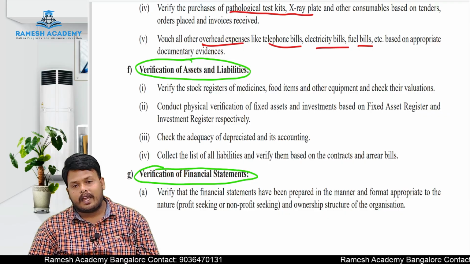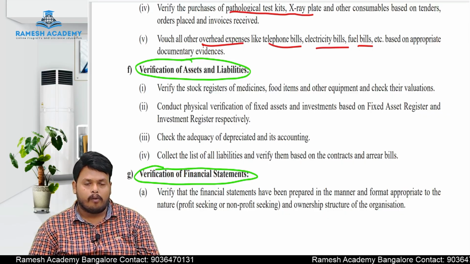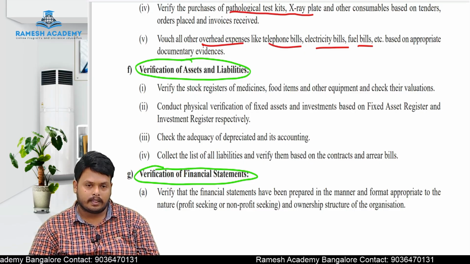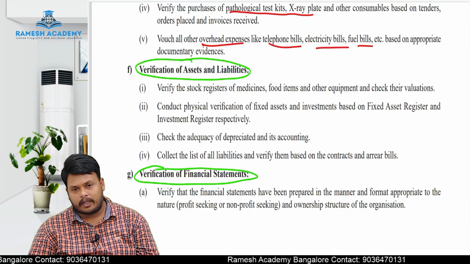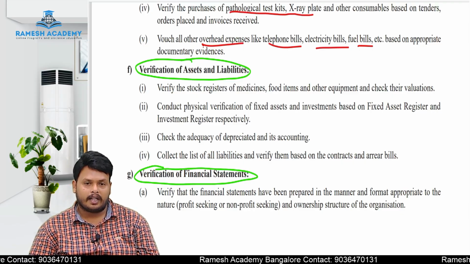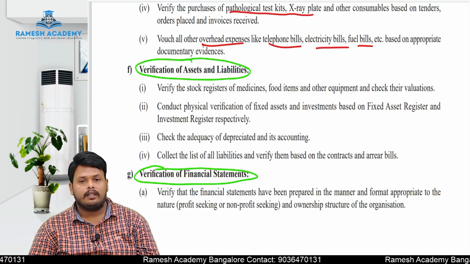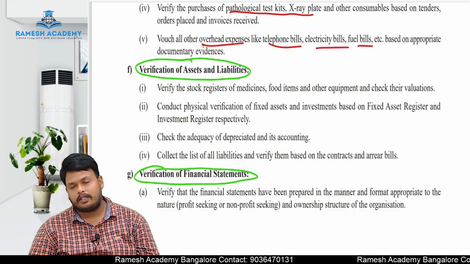Next, food items. They have to see the canteen, how much food quantity they are purchasing and how they are preparing the food, what food items they are purchasing, and to how many patients they are supplying the food. All these things the auditor also has to verify. Then conduct the physical verification of fixed assets and investments based on the fixed asset register.